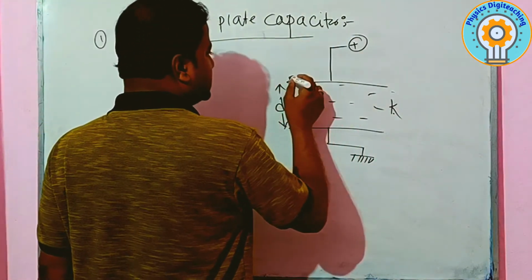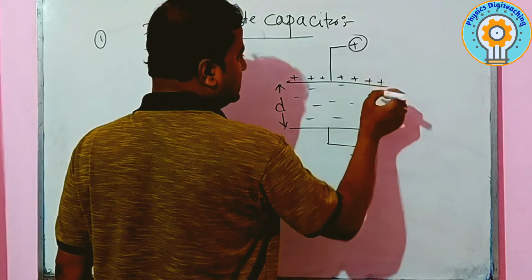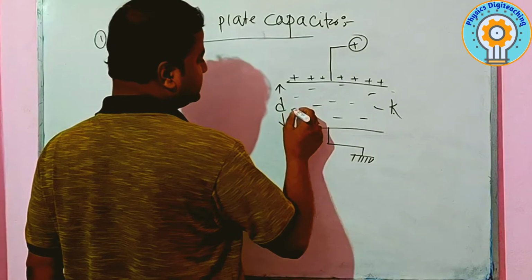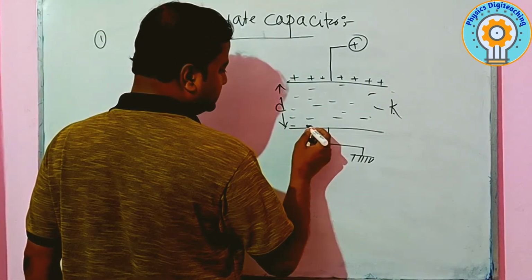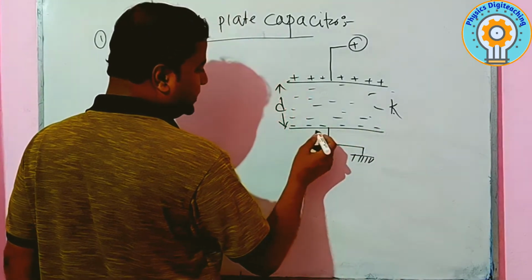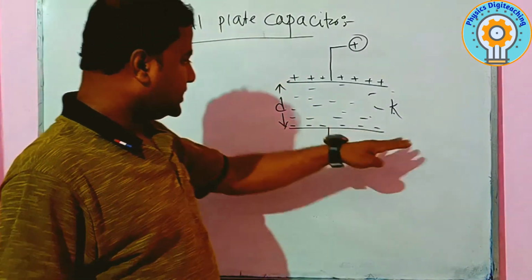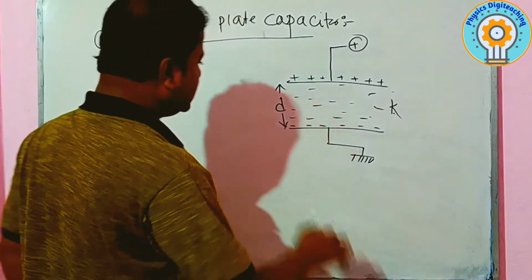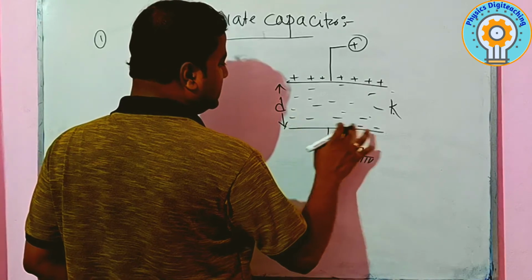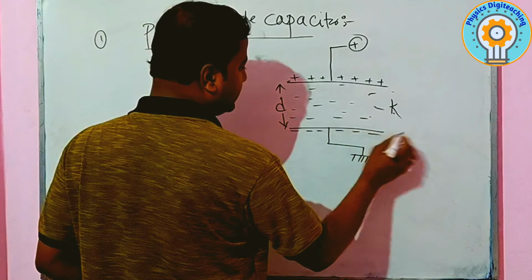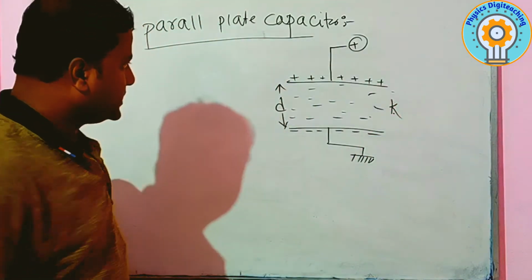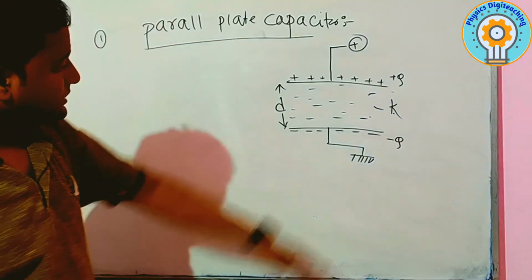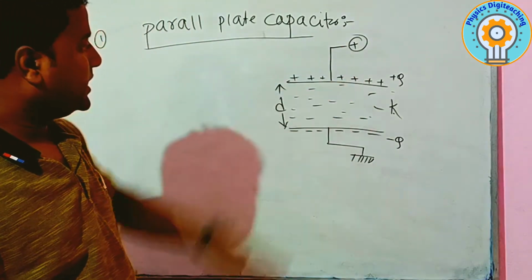If we connect with a positive charge source, then we get positive charge here, and by induction here we get minus charge, and on this surface we get some plus charge. As the plate is connected with earth, this plus charge will be neutralized by the flow of electrons from earth. Thus the only remaining charge in this plate is negative charge. So this plate is positive charge, say the charge is plus Q, and this plate has minus Q charge. This system is called a parallel plate capacitor.